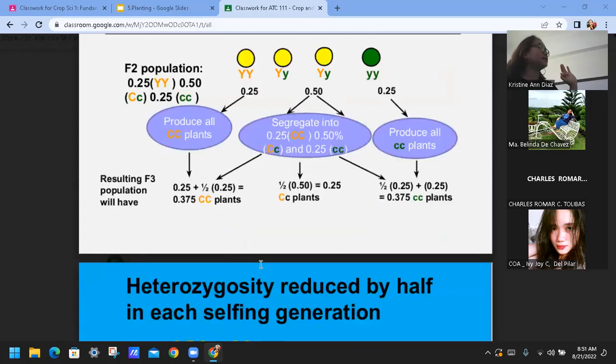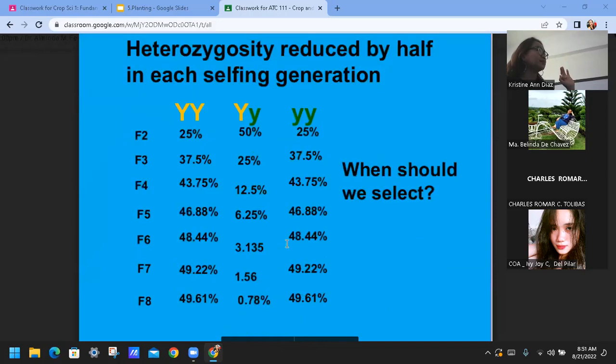This is how we do it if you backcross, which we discussed in animal breeding. If you backcross, you need to return the offspring to its parent. Which is not good for animals, but for plants, it's good because you want the target trait, for example in rice, because heterozygosity will be reduced by half in every selfing generation. So as you can see, from the second filial generation to the eighth filial generation, what happened to the homozygous dominant yellow?